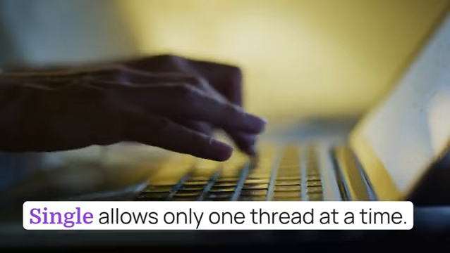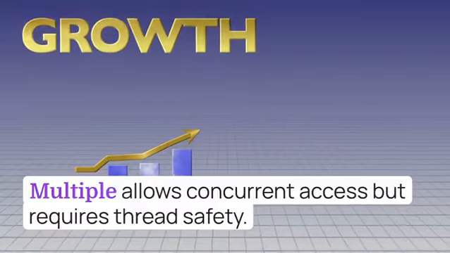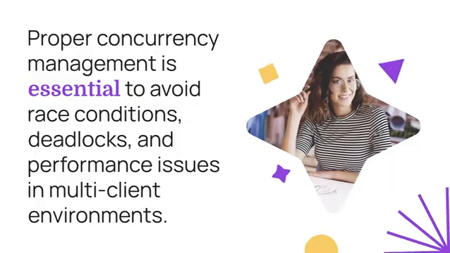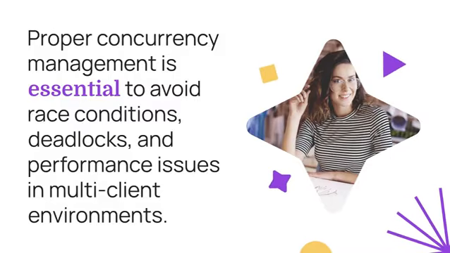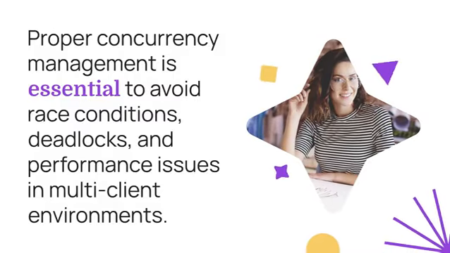Single allows only 1 thread at a time. Multiple allows concurrent access but requires thread safety. Reentrant allows callbacks without deadlocks. Proper concurrency management is essential to avoid race conditions, deadlocks, and performance issues in multi-client environments.